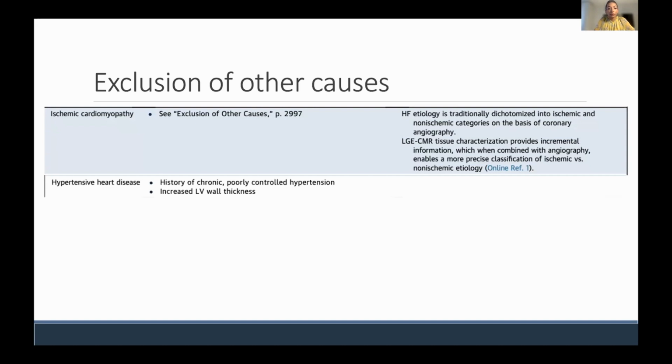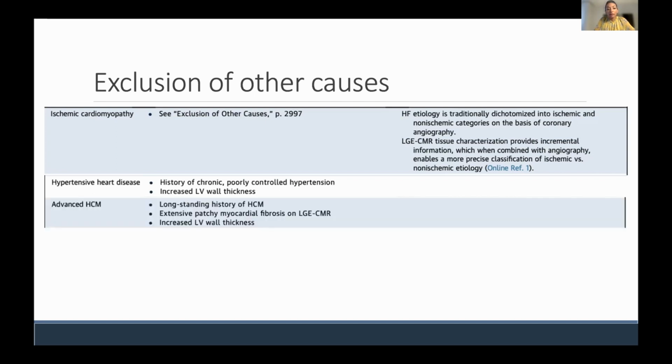And another important cause that can phenotypically appear similar to dilated cardiomyopathy is hypertensive heart disease. Those will have certain features. For example, you see increased LV wall thickness on echocardiography, LVH on echo, and obviously a history of chronic or poorly controlled hypertension. Advanced hypertrophic cardiomyopathy can sometimes appear similar to dilated cardiomyopathy.